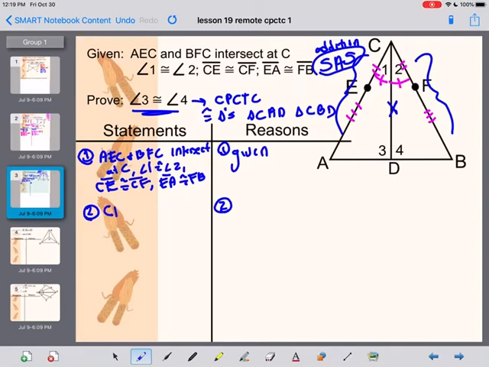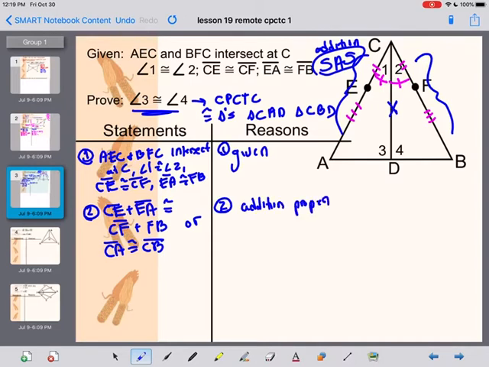So CE plus EA, those are the two pieces that make up CA, is congruent to CF plus FB, or CA is congruent to CB, the whole sides. The reason we can say this is the addition property or postulate. Now keep in mind, the reason I was able to use addition is because I knew all of the smaller pieces were congruent, so they make up congruent wholes. Okay, so I got my whole sides.